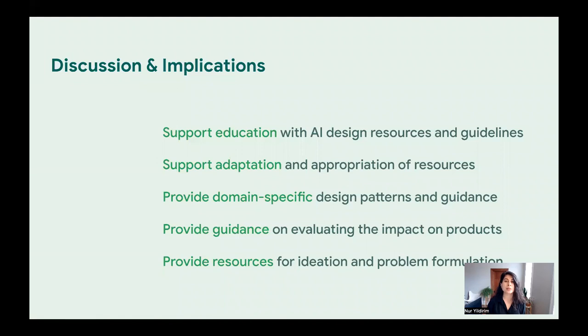Moving forward, there's a real need for human AI design resources and guidelines that support learning and education, and that support adaptation and appropriation. We see a great opportunity for HCI research to document human AI design patterns and real-life examples that can provide domain-specific guidance for practitioners. Also, additional research is needed to provide guidance on how to measure and evaluate the impact of guidelines on the product experience. And finally, practitioners need resources that can effectively scaffold ideation and problem formulation with AI.